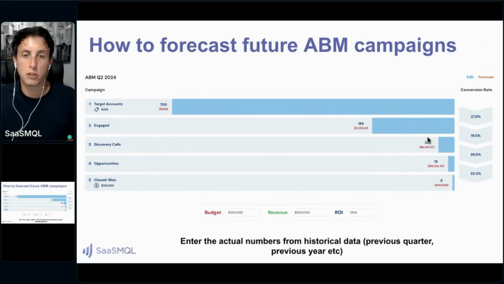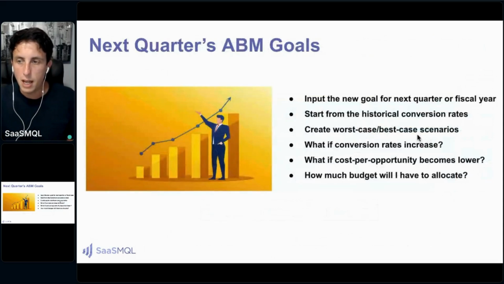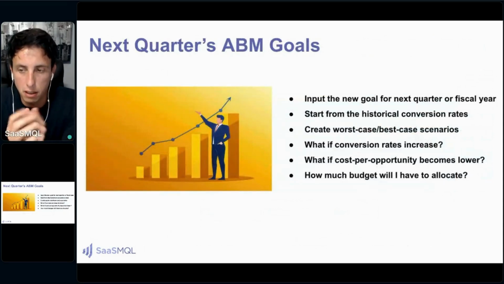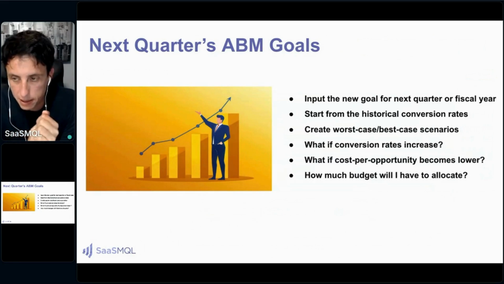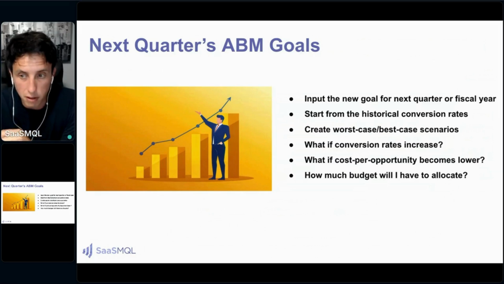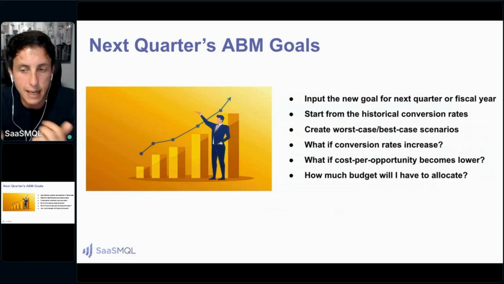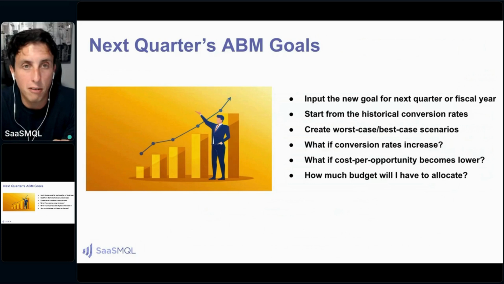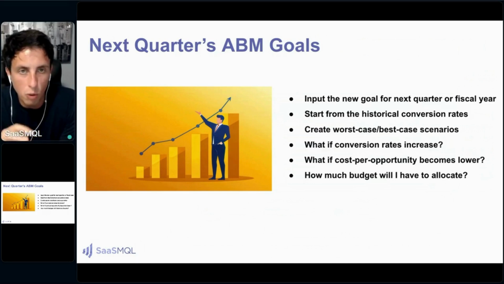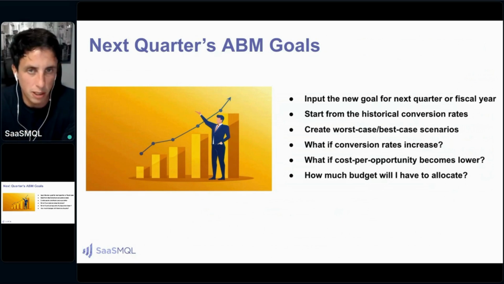So now I want to forecast what's going to be next quarter. And so I'm gonna look at what my goals are for next quarter in terms of number of new customers or new revenue that we need to generate. We start from the historical conversion rates that we just realized, and we can look at worst case, best case scenario, and start asking questions. What if my conversion rate is going to increase because we become good with these campaigns? Now we know what role to target or what messaging works, etc. But what if they drop?